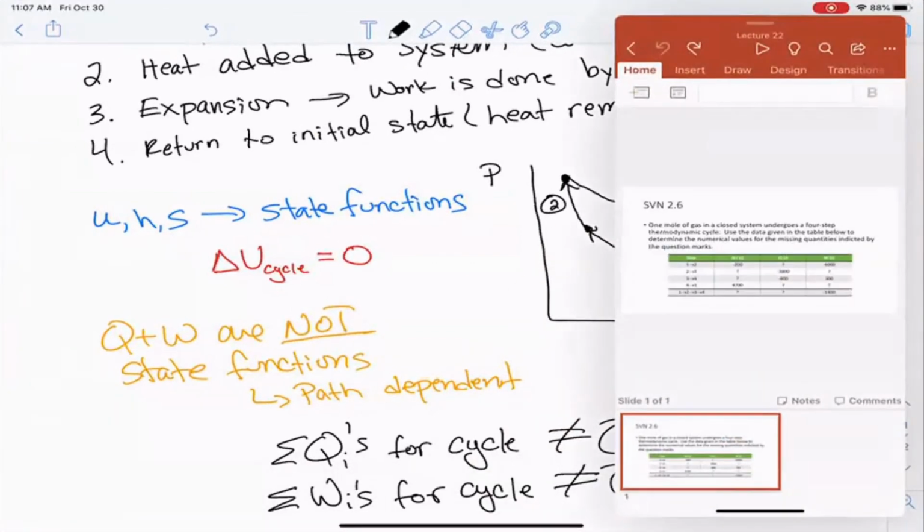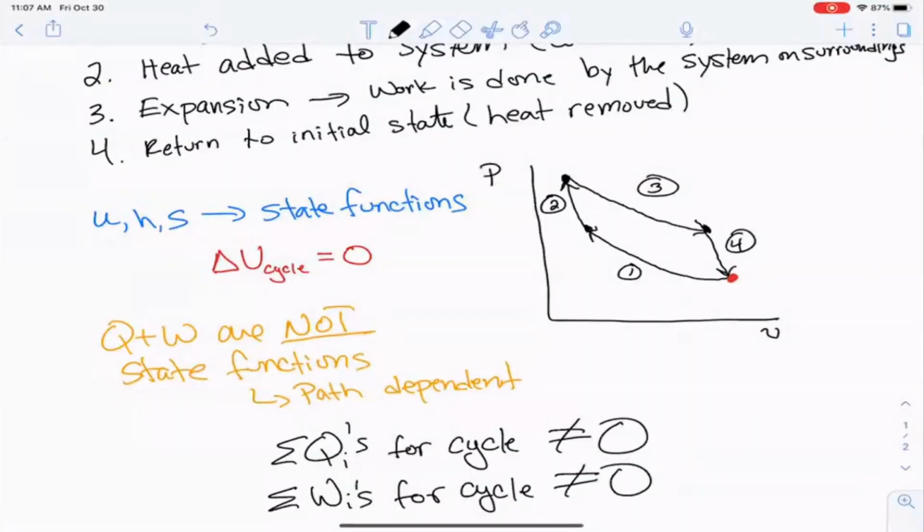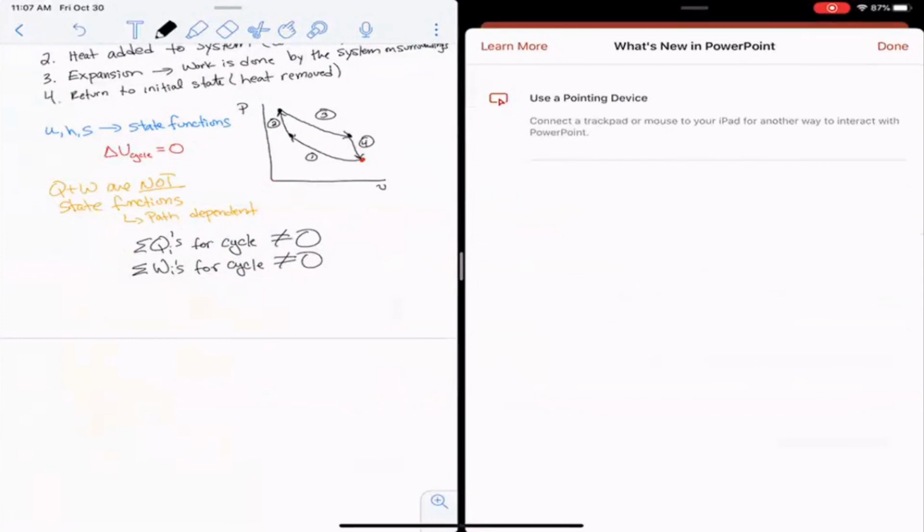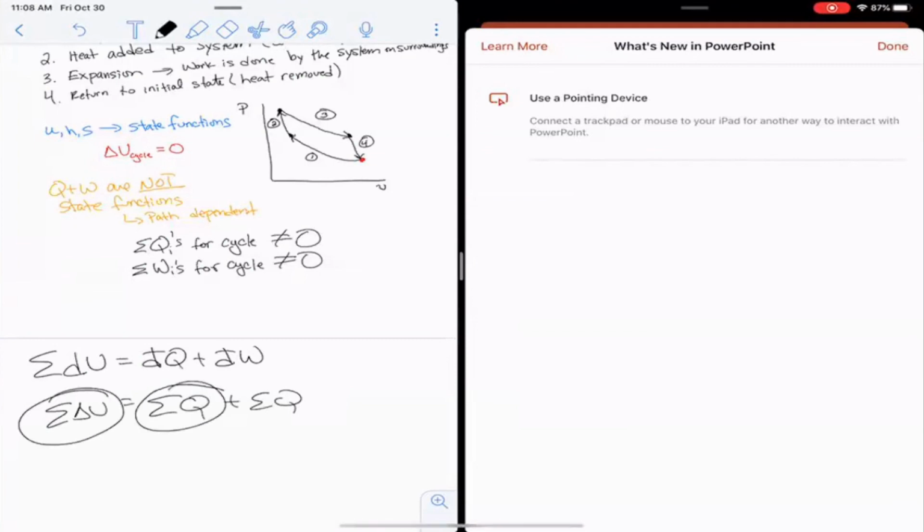And Dr. Mustaine, I have a quick question. Sure. So Q and W are not necessarily equal to 0 for a cycle, but the sum of the Q's and the sum of the W's would be equal to 0 because delta U equals 0. No. So remember, our energy balance, right, is dU is dQ plus dW, right? So if I take the sum for all of these steps, this becomes the sum of the delta U for each individual step is equal to the sum of the heat plus the sum of the work. This one is 0. But these two are not 0, right?